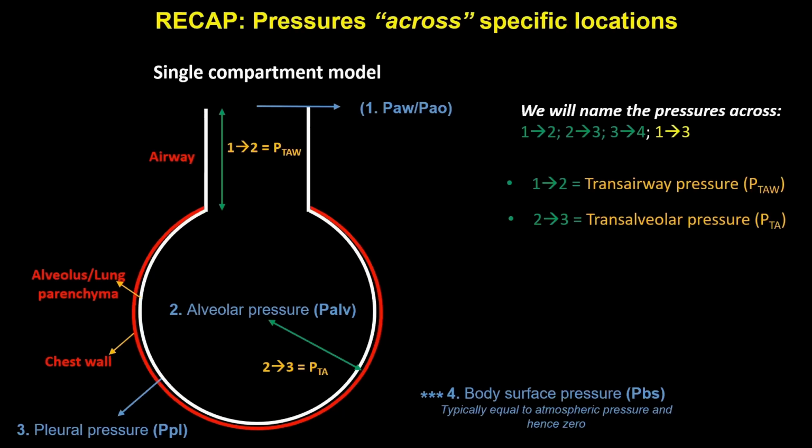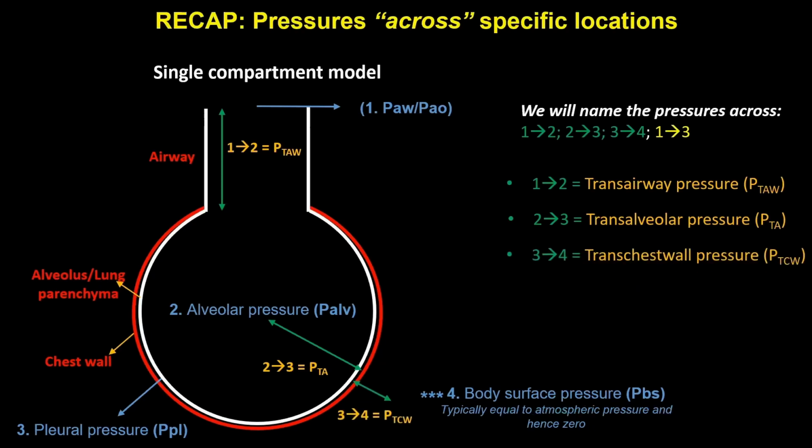The trans-alveolar pressure is the really important one. This is where the money is. This defines alveolar inflation and is pertinent when we talk about ventilator-induced lung injury. In other words, this describes alveolar stress. So this is the most important one, in my opinion.